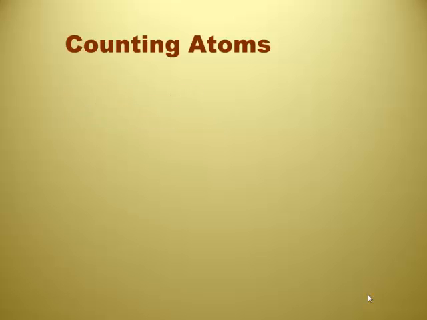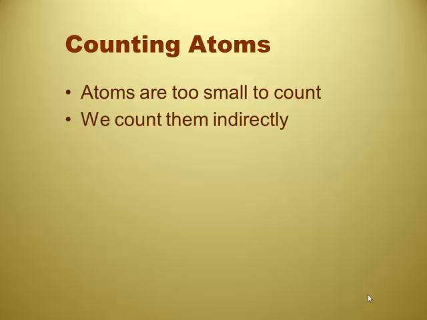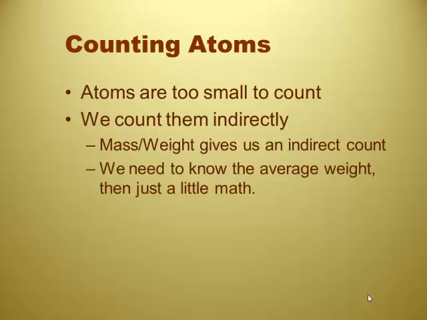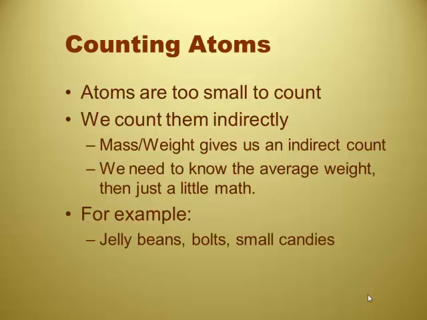Alright, so once again, going to the idea of counting atoms. Atoms are way too small to count, so we count them indirectly. The way we do that is we use a mass or a weight to indicate the count indirectly. We need to know just a little bit about average weights, and then we can do the math. Like in bulk. For example, when you buy jelly beans in bulk from the candy store, they charge you by weight. They actually know how many you're buying. They can figure it out.